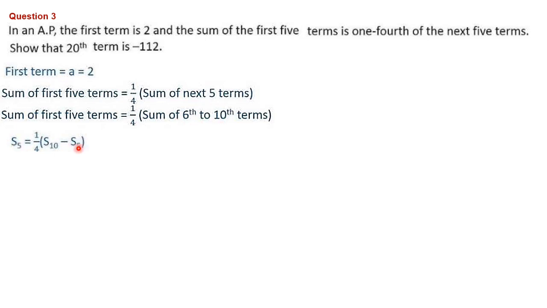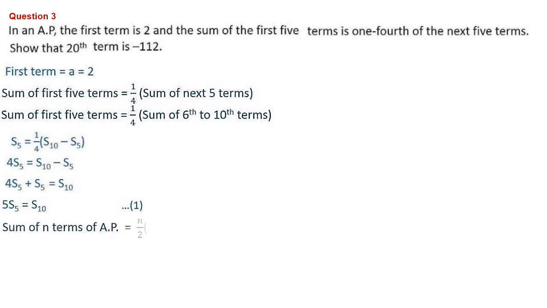This statement, if it is clear, the rest of the calculation is very simple. So cross multiply it, 4 into S5, that is 4S5 is equal to S10 minus S5. Then 4S5, this minus S5 coming to the left side means plus S5 is equal to S10. Then here 4 plus 1, 5S5 is equal to S10. Statement number 1 we can mark.